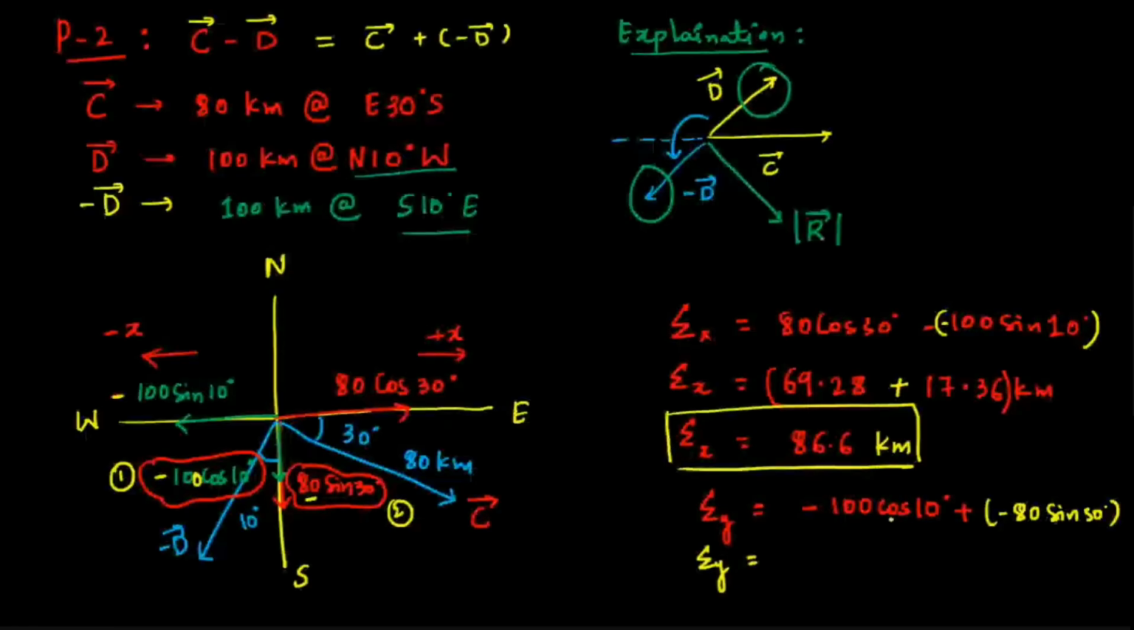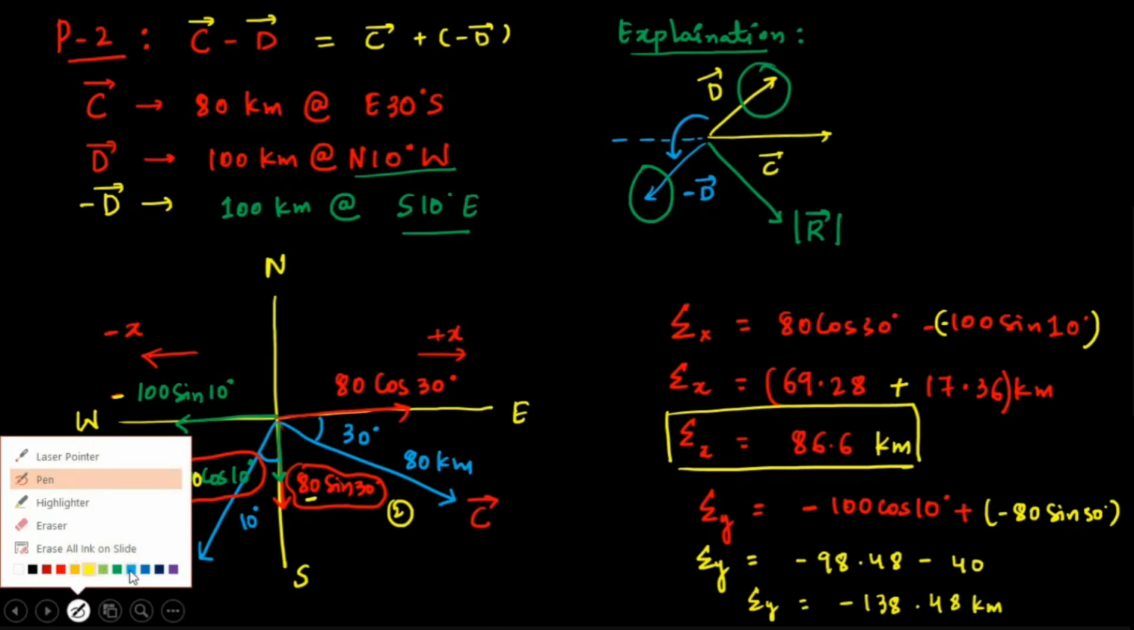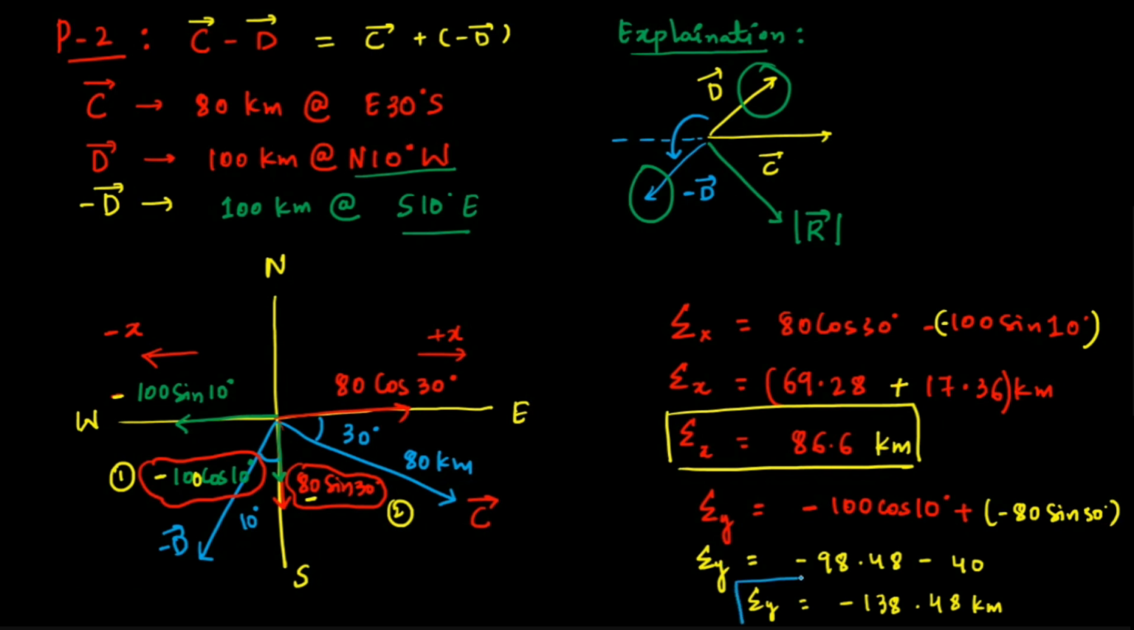So if we solve it and write the values, 100 cos 10 is approximately 98.48, minus 80 sine 30, which is approximately 40. Once we solve it, we get the y sum as negative of 138.48 kilometers, approximately. So this will give us the value of the net vector along y-axis. This is how it should be done and calculated.